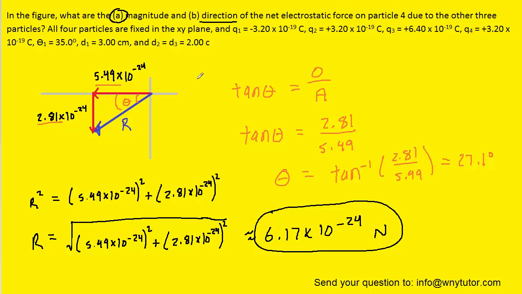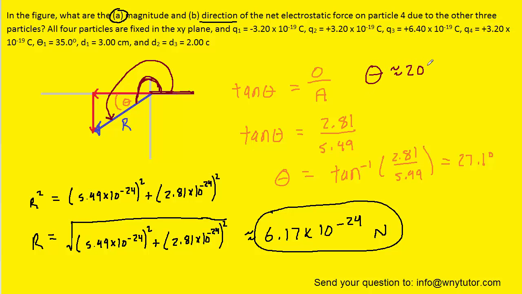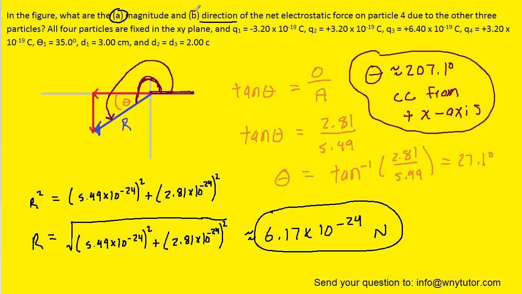Usually a physics problem wants you to state the angle relative to the positive x-axis. So if we measured the angle from that axis all the way to our resultant, we would have to take 180 degrees right here and add that to the 27.1 that we just found. So overall, the angle should be approximately 207.1 degrees, and that would be measured counterclockwise from the positive x-axis. And so that would be the final answer to part B of the question.